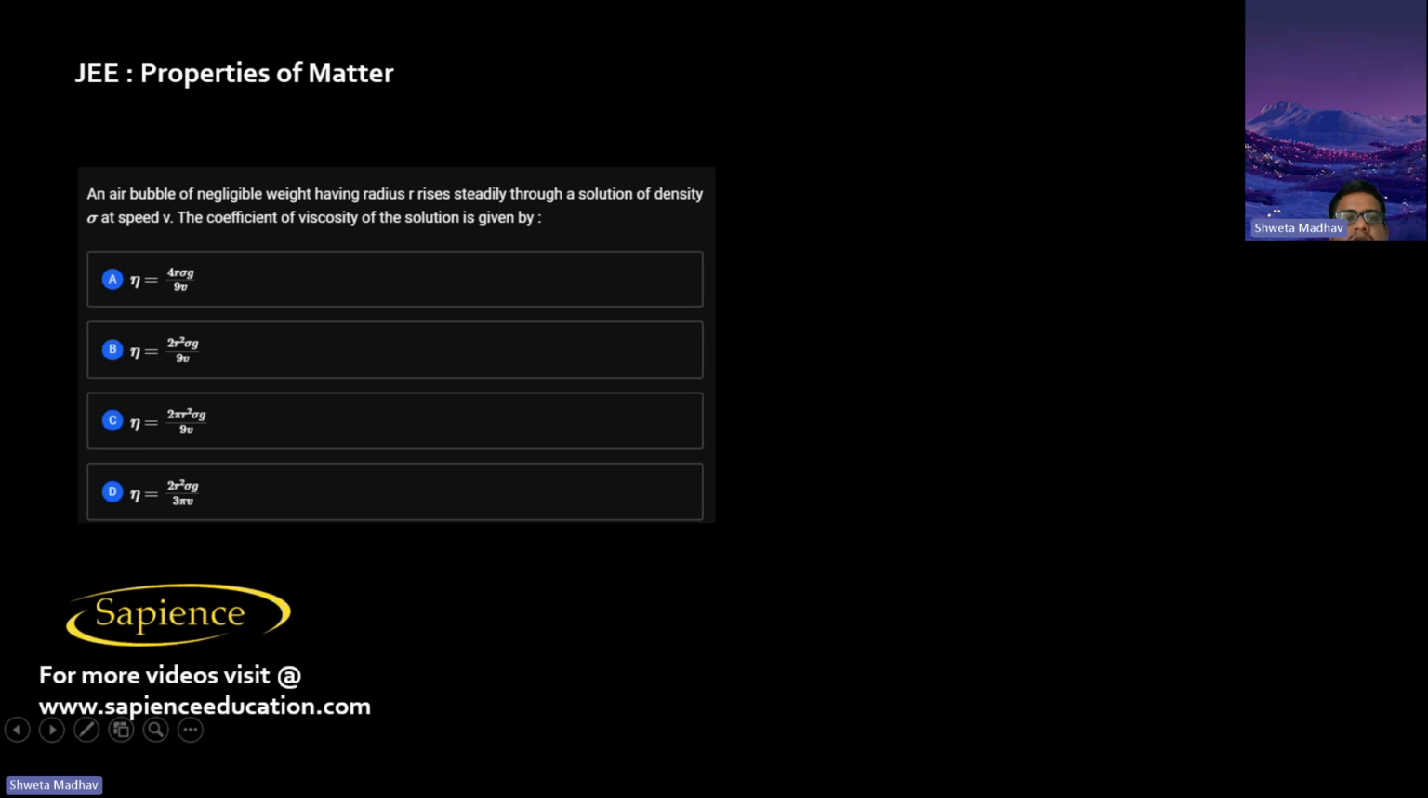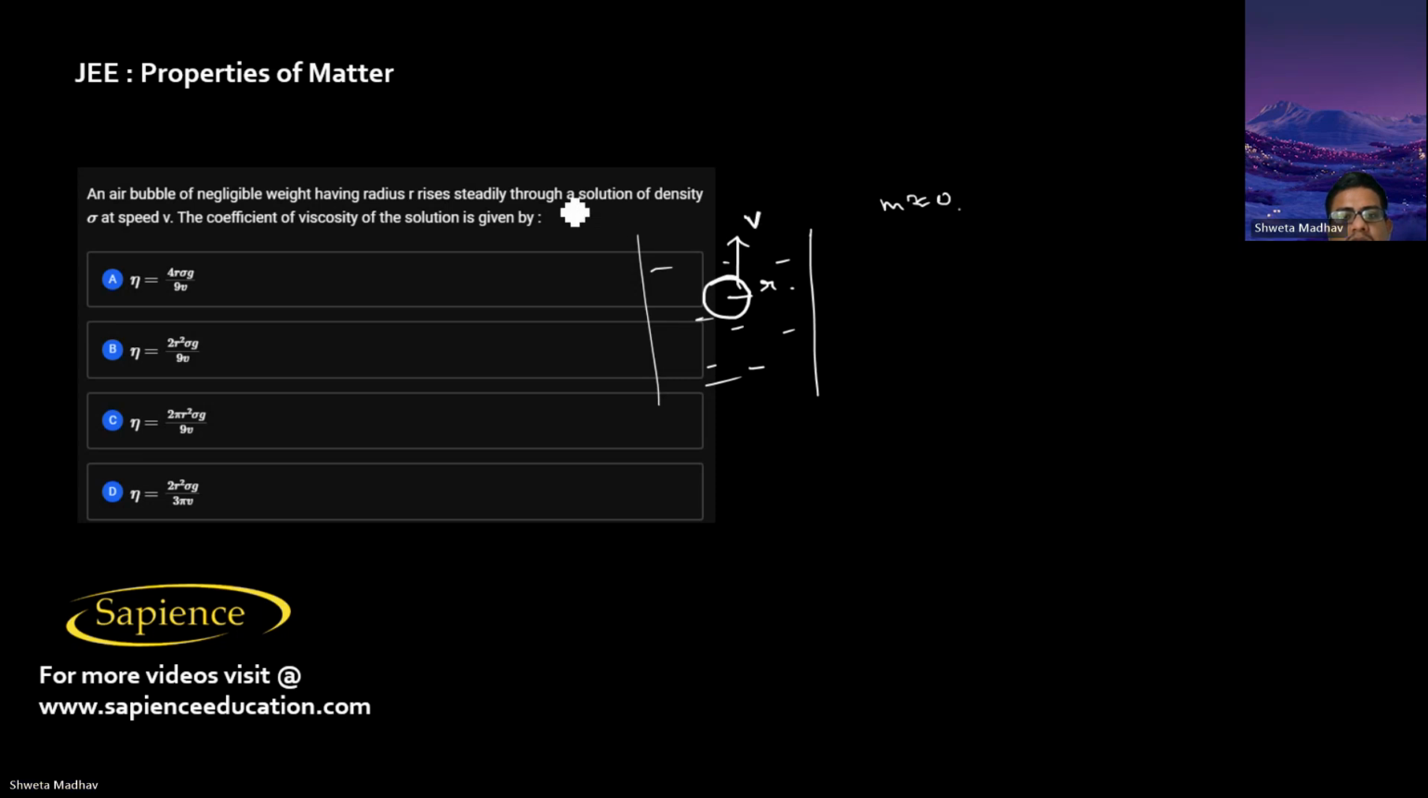Then it is told an air bubble of negligible weight having radius r, so mass is approximately 0 only. It rises steadily through a solution. Will rise steadily means the speed will be constant, through a solution of density sigma, and the coefficient of viscosity of the solution is, let's say, eta.